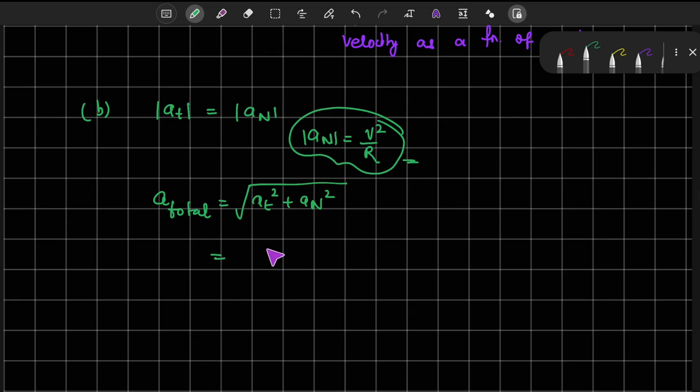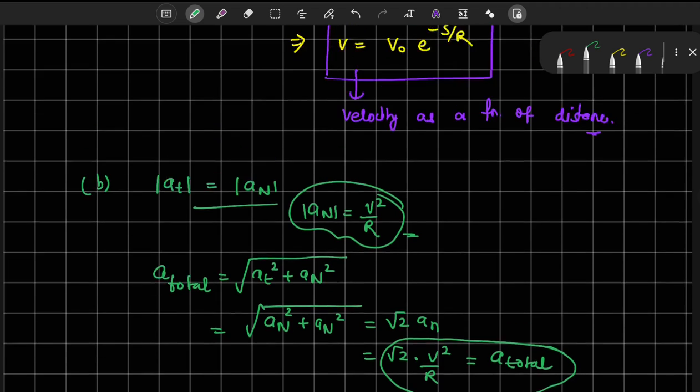So we can write at is equal to an, so under root an square plus an square is equal to root 2 an. So from here we will get root 2 times an is equal to root 2 times v square by r. So this is equal to a total.